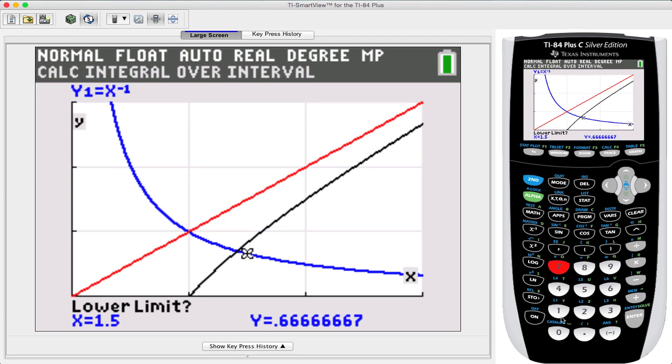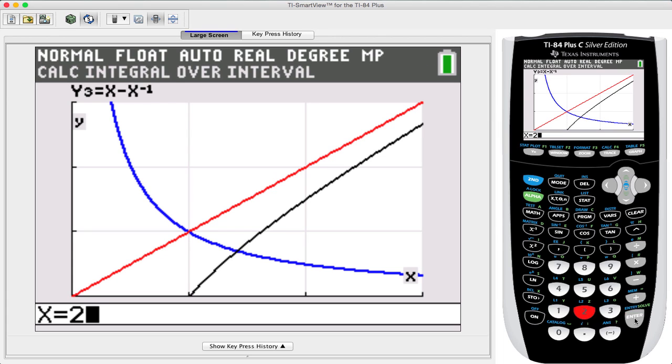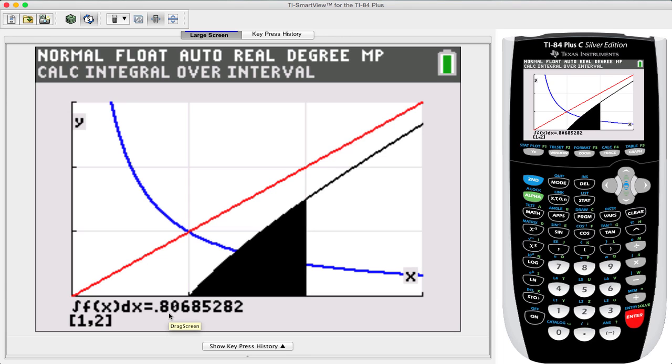And the lower limit, first let's make sure we're in the right graph. We're on graph 1 right now. We need to be on function 3 because function 3 is the g minus f. So we're on the right function. We see the color change to black, so we know we're in the right place. The lower limit was 1, so 1 and then enter. The upper limit was 2 and then enter, and we see it shade in, and we see the result does come out to be approximately what we found by hand, with the decimal point 8069.